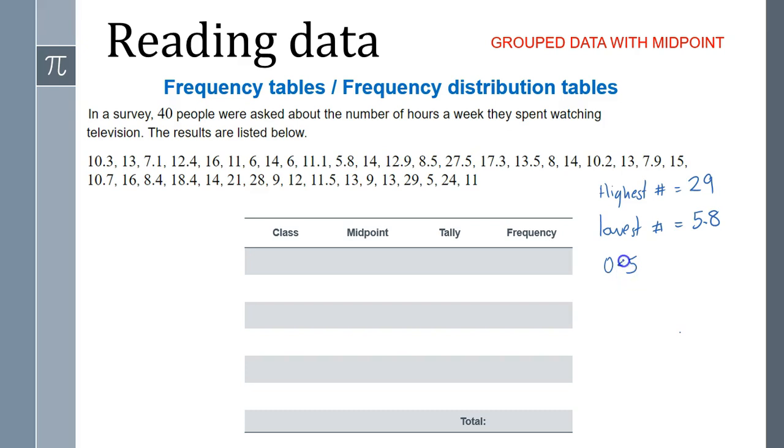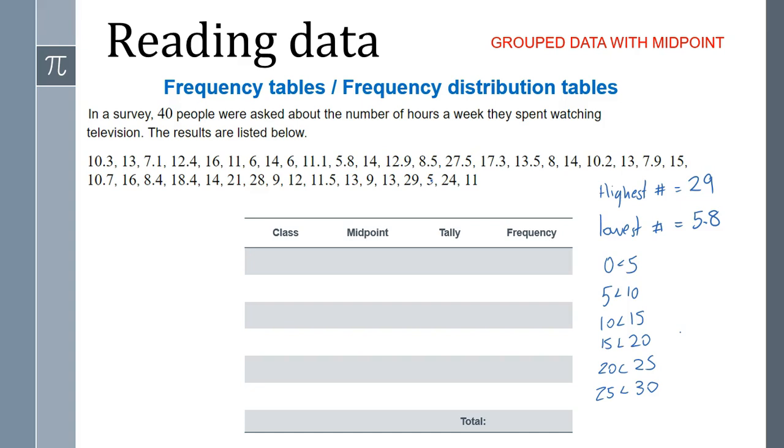So 0 to 5, 5 to 10, 10 to 15, 15 to 20, 20 to 25, 25 to 30. Okay, 1, 2, 3, 4, 5, 6. And this one here is going to be empty, but I'm going to leave it in. Oh no, sorry, I've got a 5 here as well.